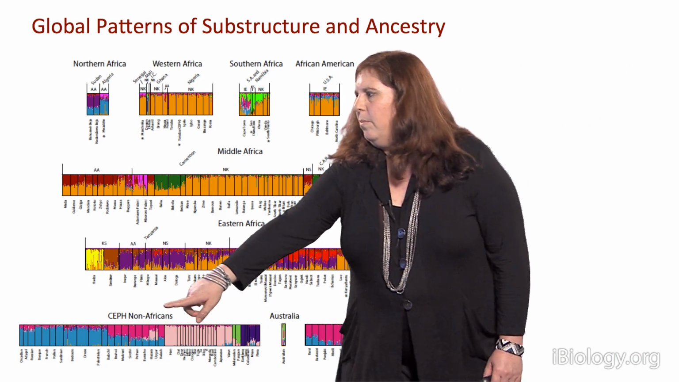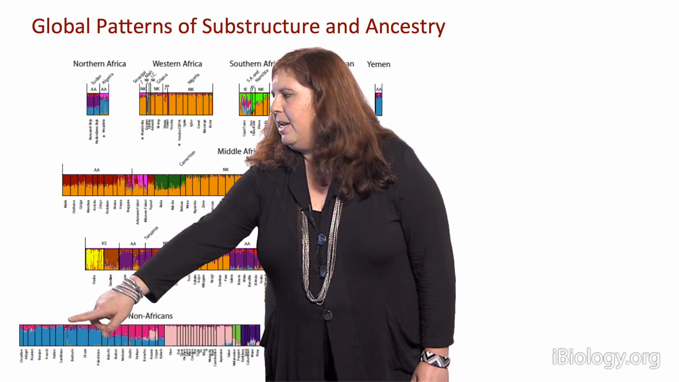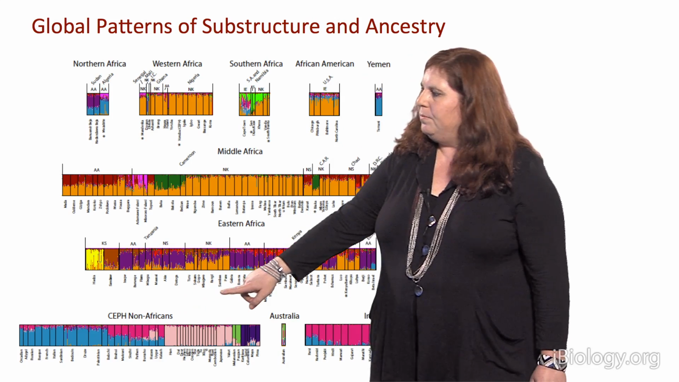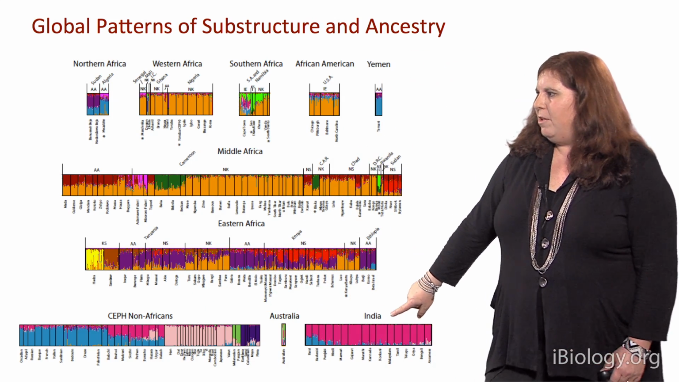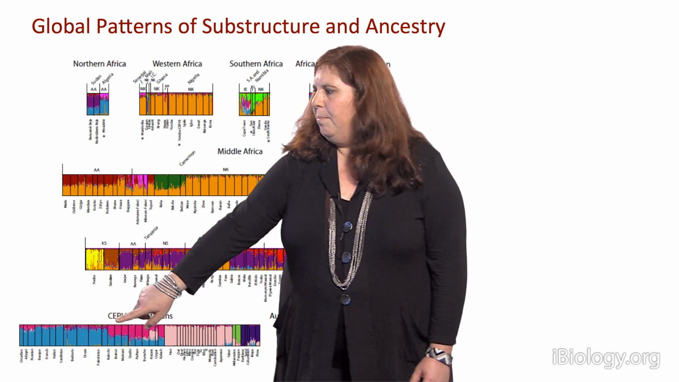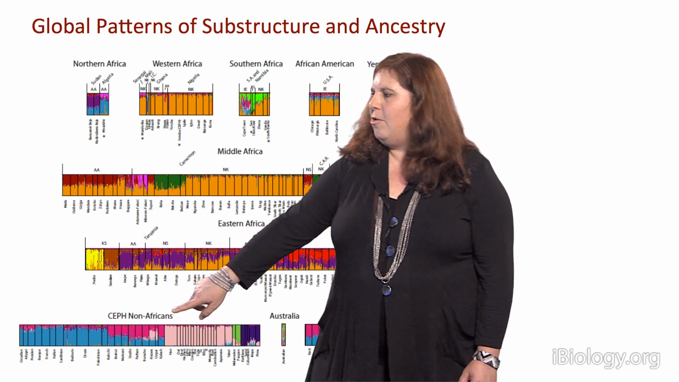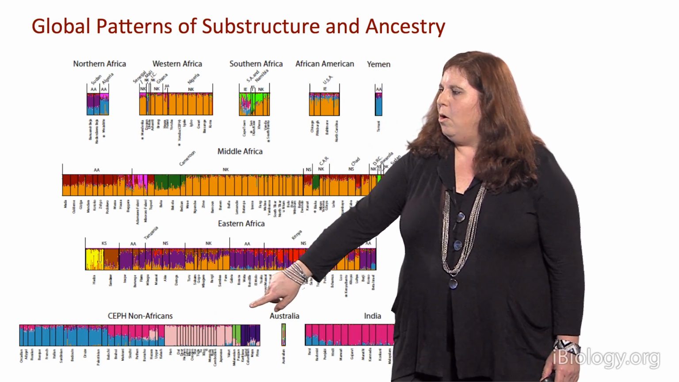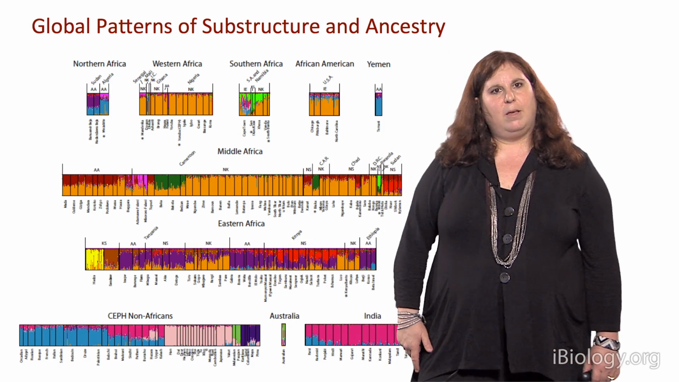So in blue, we have individuals who self-identify as European or Middle Eastern. And then here we have individuals from southern India. Here we have individuals from Pakistan, Central Asia, East Asia, Oceania, and the Americas.